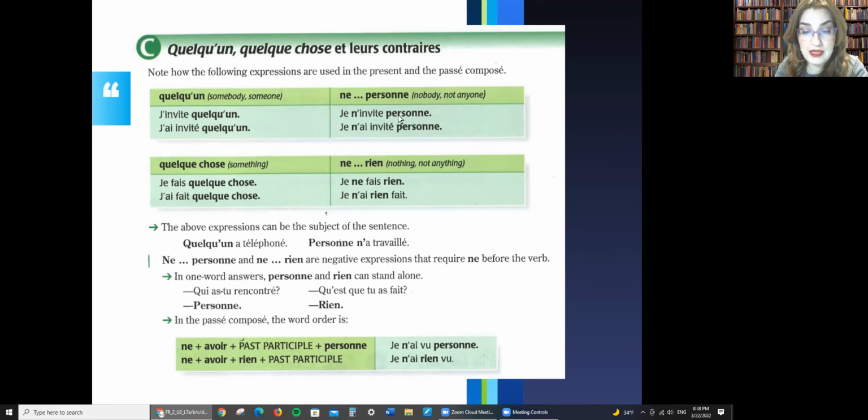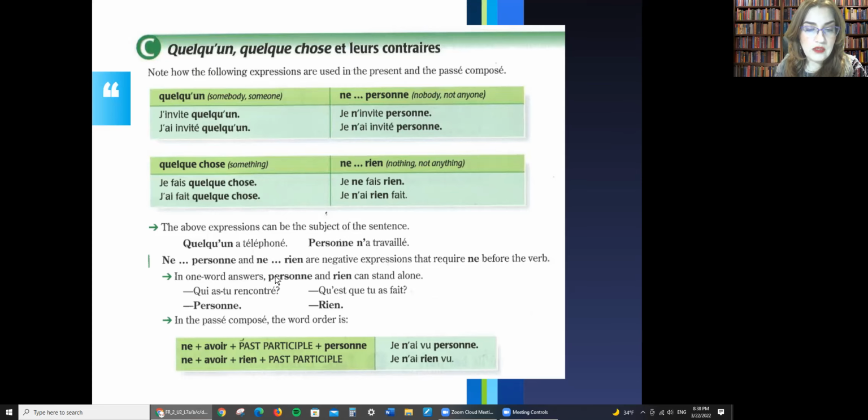Look, where is personne? Je n'invite personne. I do not invite anyone. Personne is not the subject here, so it's at the end of the sentence. Compare it to this sentence. Personne n'a travaillé. Personne is the subject, and we're saying personne n'a. No one worked. Okay? Ne personne and ne rien are negative expressions that require ne before the verb. D'accord?